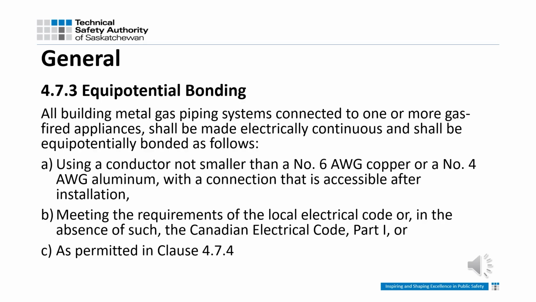A says 6-gauge copper or 4-gauge aluminum with an accessible insulation. So if the gas line is bonded and the clamp is removed to alter the gas line, the clamp must be reinstalled so it's accessible. B needs to meet the electrical code. And C, permitted in clause 4.7.4.